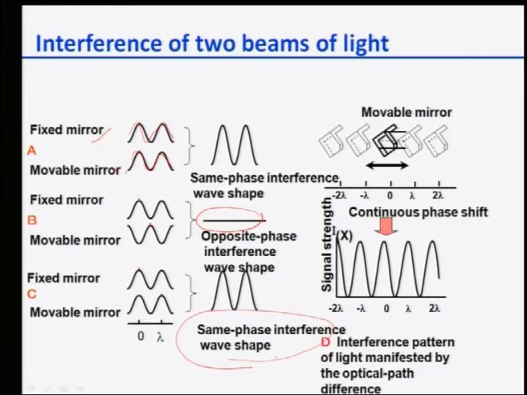Okay, so what about real situations? In a real situation, the interference pattern will look like this because of continuous phase shift, and you get a very strong increase in the amplitude of the waveform when it comes out from the interferometer. So that's basically the idea, to create a strong interference of the waves coming from the source before it falls on a sample.